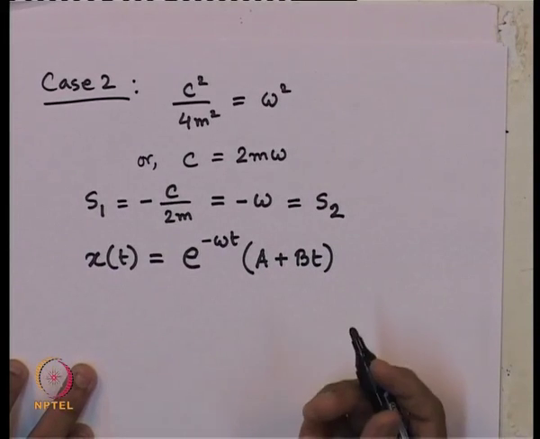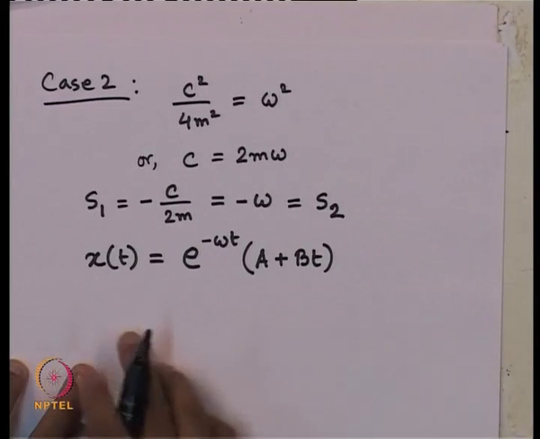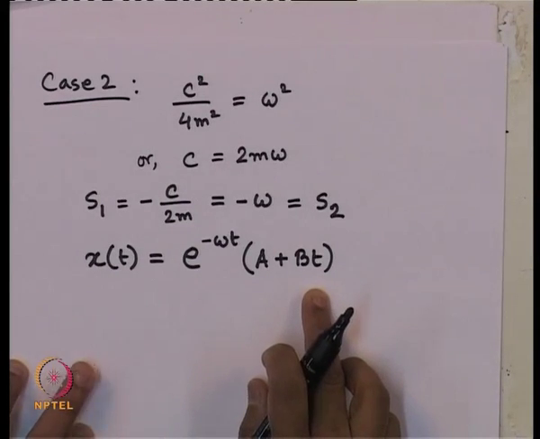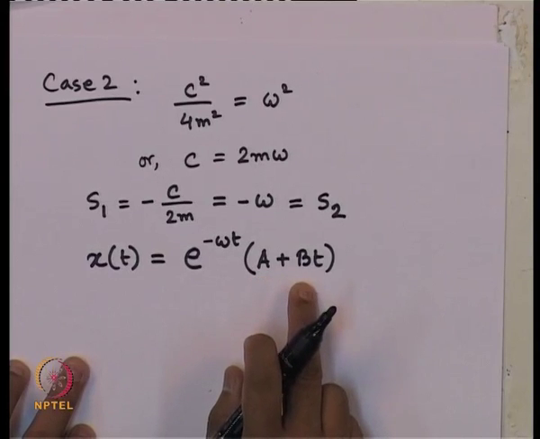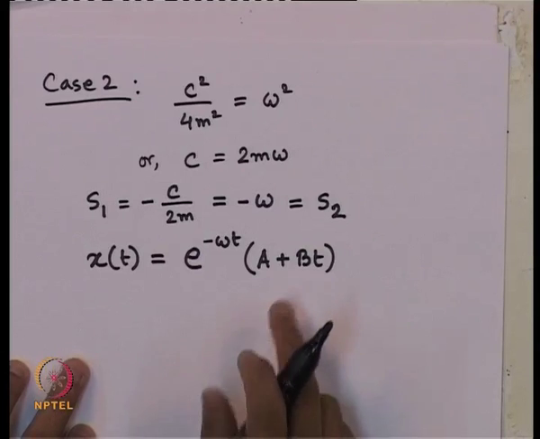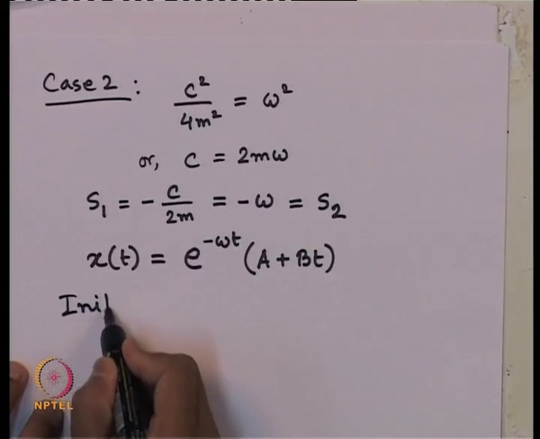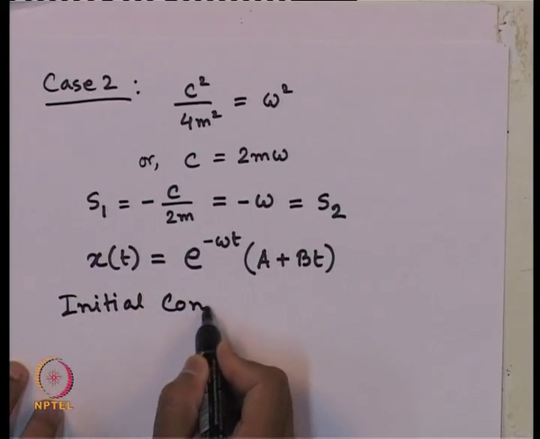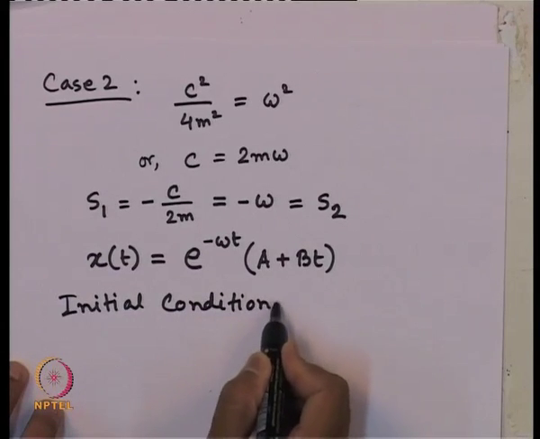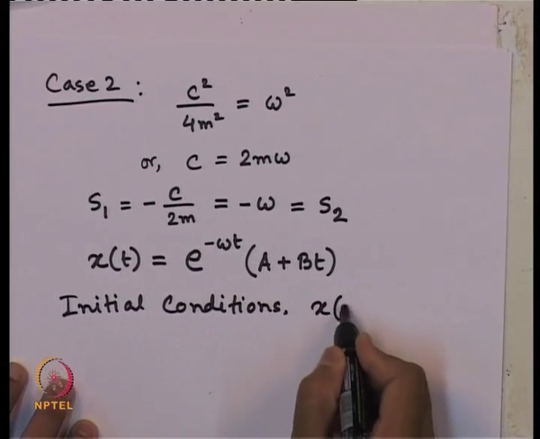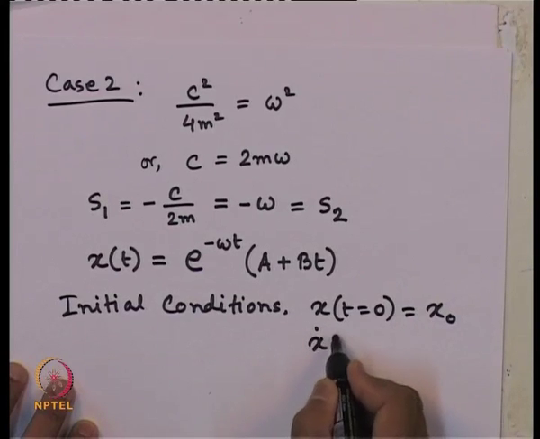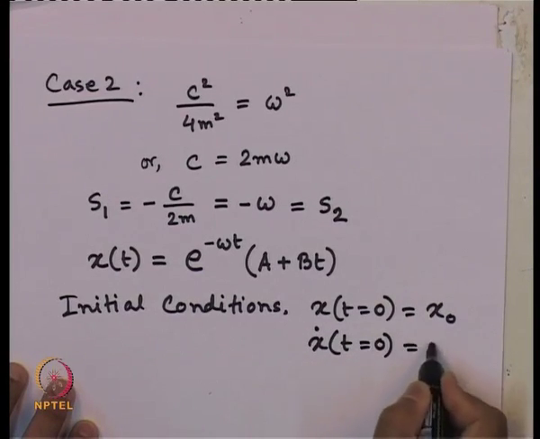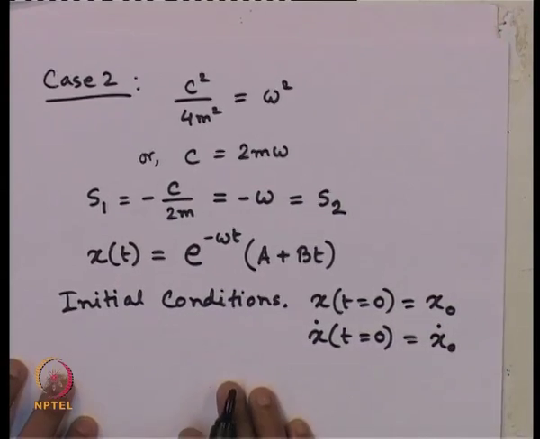So, from our knowledge of ordinary differential equations, we know that for equal real roots, we will have a solution like this, where a and b are the constants which we have to determine from the initial conditions. Now, the initial conditions: at t equals 0, x is x naught, and the velocity x dot at t equals 0 is x naught dot, are given to us.